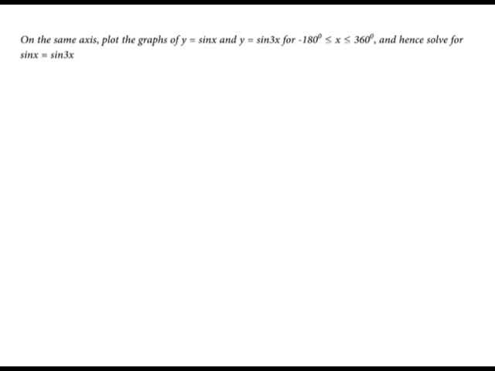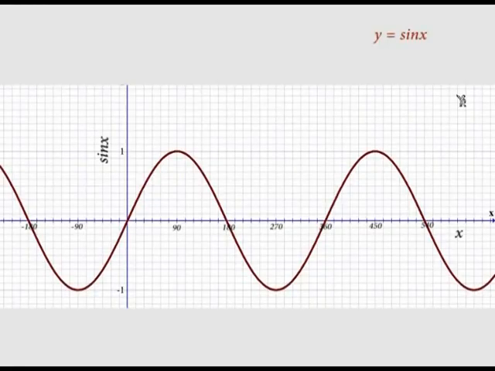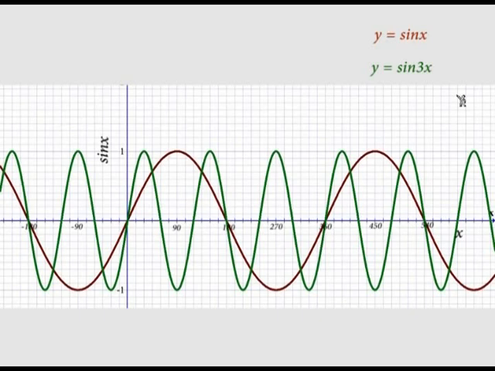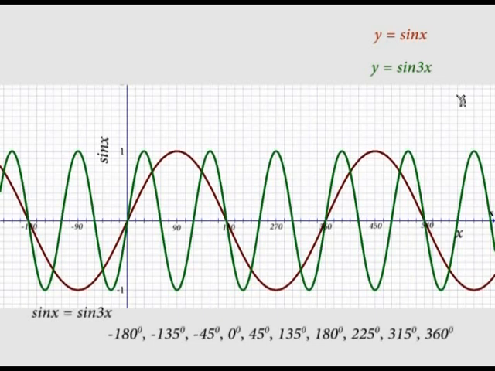First, we make tables of values for the two functions. This is the graph of y is equal to sine x, and this is the graph of y is equal to sine 3x. The solution for this equation, sine x is equal to sine 3x, is the x value for all points where the two graphs intersect. If you look at the graph, those values are negative 180, negative 135, negative 45, 0, 45, 135, 180, 225, 315, and 360 degrees.